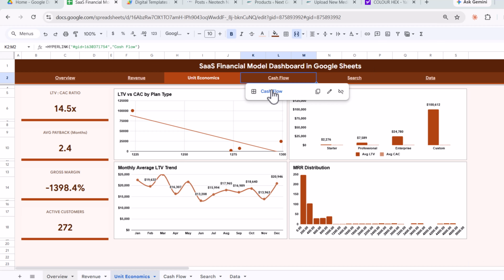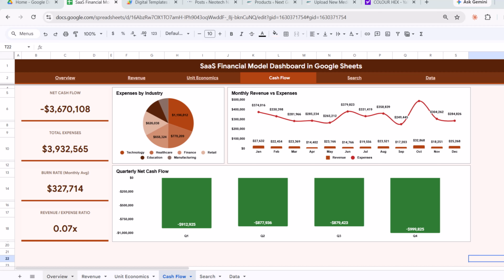If we head over to the cash flow page, this is all about understanding your money movement. The KPI cards highlight net cash flow, total expenses, burn rate as a monthly average, and your revenue to expense ratio. On the top right, expenses by industry breaks down where your costs are going across technology, healthcare, finance, education, manufacturing, and retail. The monthly revenue versus expenses trend compares your income and spending side by side each month. And the quarterly net cash flow shows your net position across each quarter, so you can quickly spot whether you are burning or building cash.